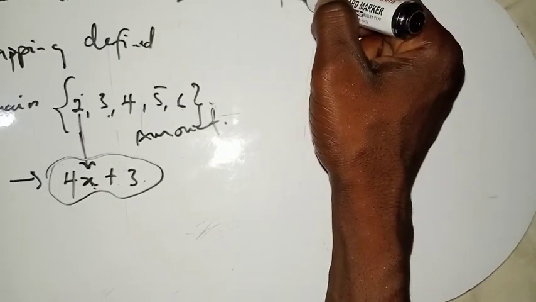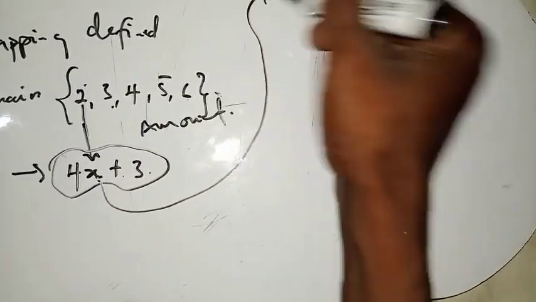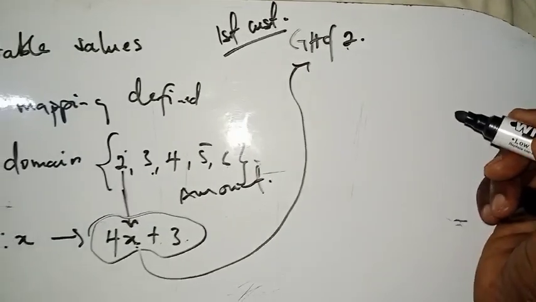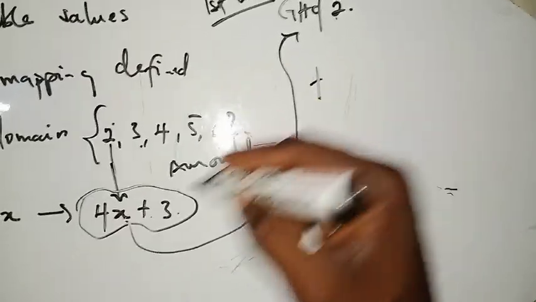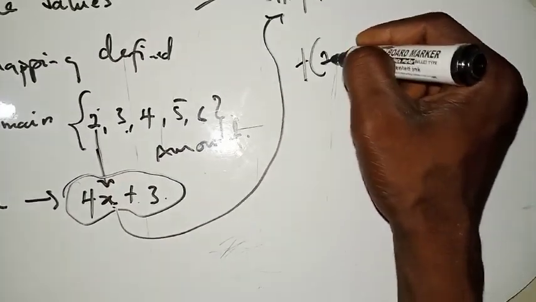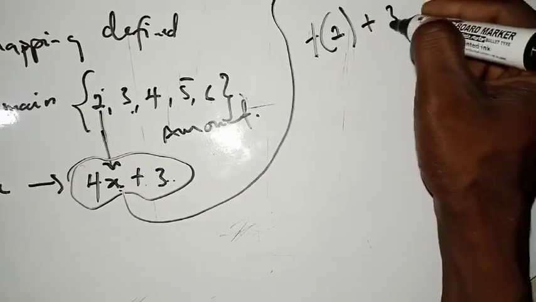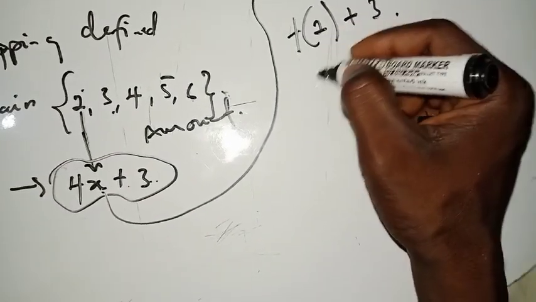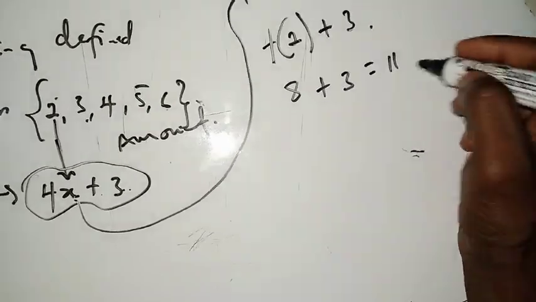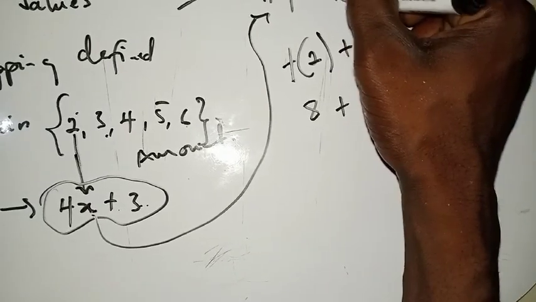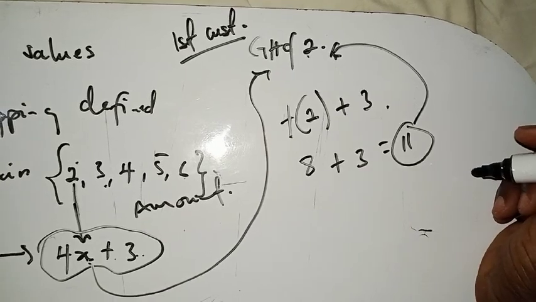The x here is just the amount that the customer is bringing to our store. So the first customer is going to have the 4 multiplied by the 2, the amount he or she has brought, plus the 3. So this is going to be 8 plus 3, that is 11. Are you there?